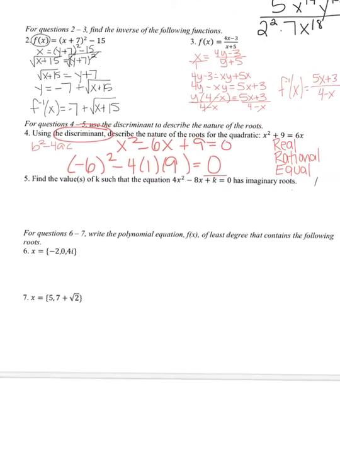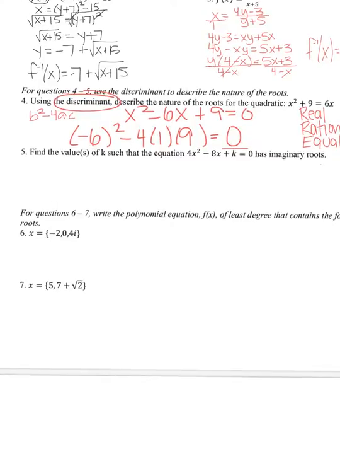For number 5, same idea. You're going to use the discriminant, but this is a little bit different. This is a little bit trickier of a question. Find the values of k such that the equation has imaginary roots. So we have imaginary roots when the discriminant, when b squared minus 4ac is negative, and you write negative as being less than 0 in an equation. This is actually an inequality.